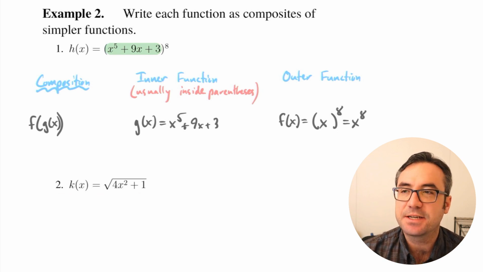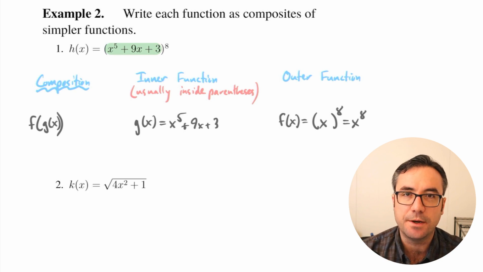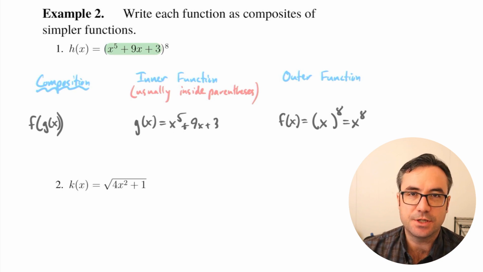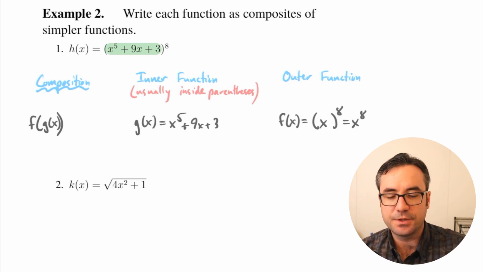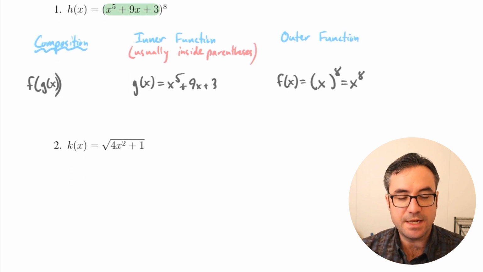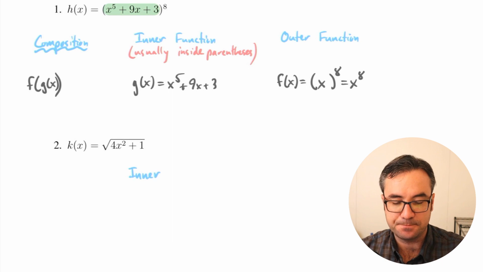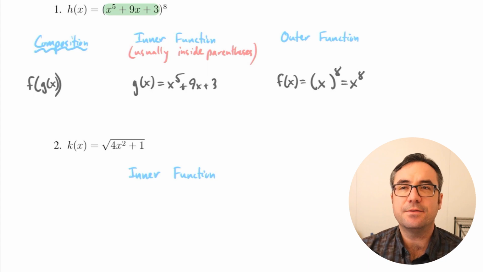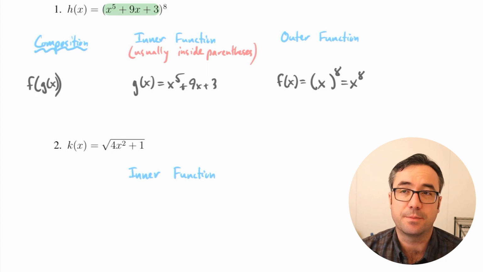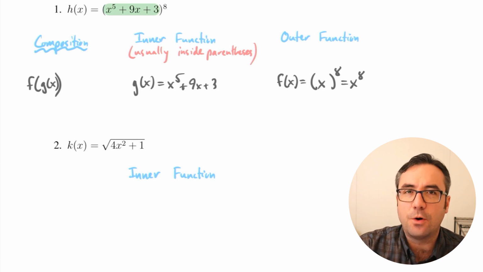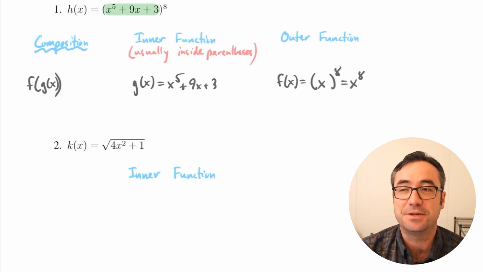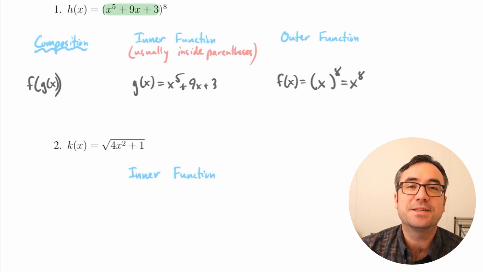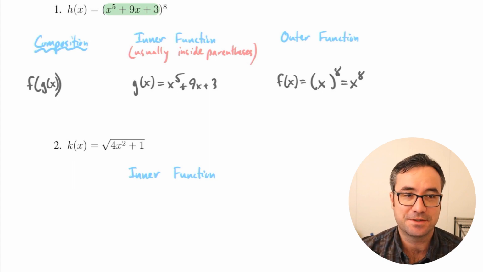Now, we can do the same thing for the second one here. We have this function k of x, and it's the square root of 4x squared plus 1. And we can write this function as the composition of two simpler functions. So again, we want to go through the same process. We want to think about, well, what's an inner function and what's the outer function? And with these, there's usually more than one way to break the function apart. So there's not always one correct answer here. There might be many correct answers. So we're just showing one specific way to do this. So there's other ways to think about inner functions and outer functions for these.